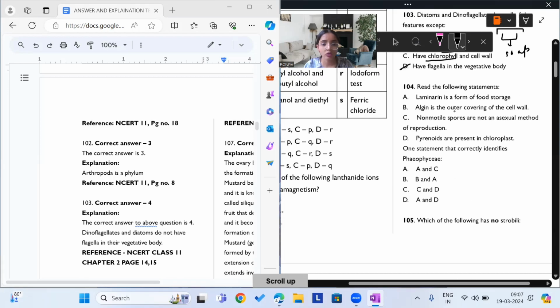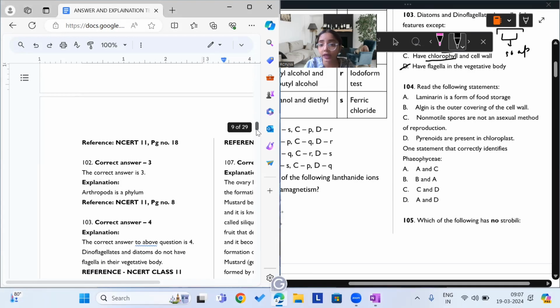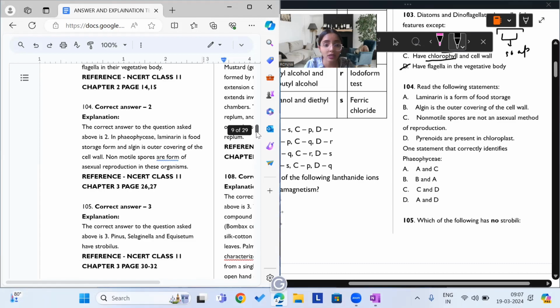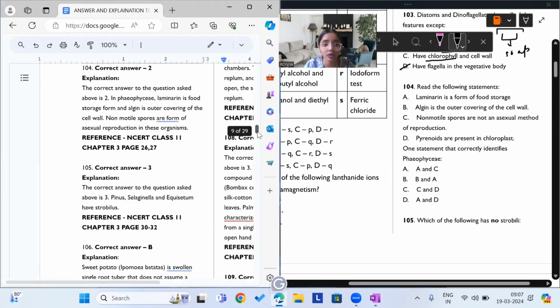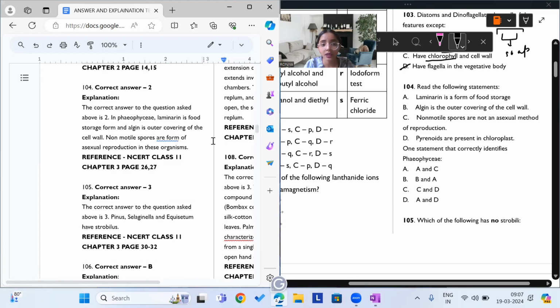Moving on to question number 104. What does it say? 104 says, read the following statements and find the statement which correctly identifies Phaeophyceae.